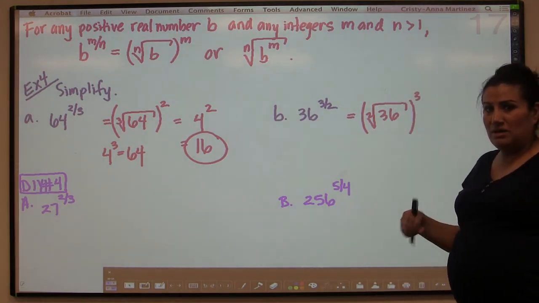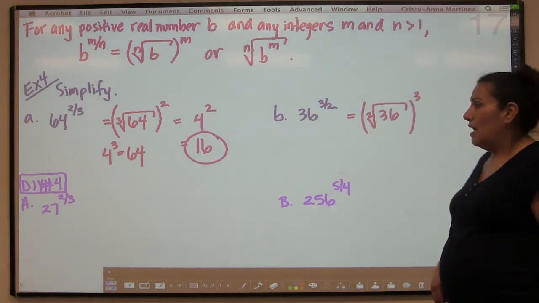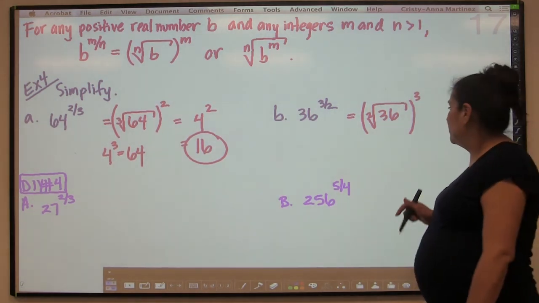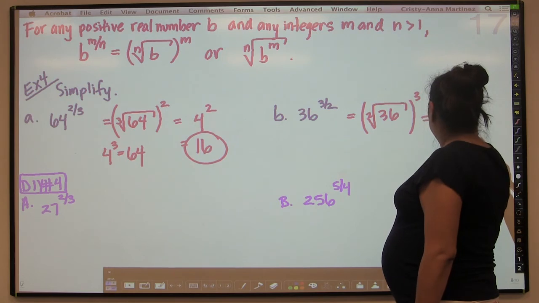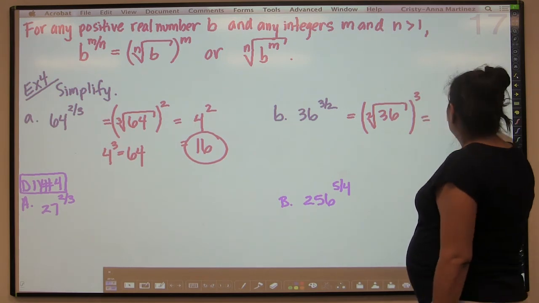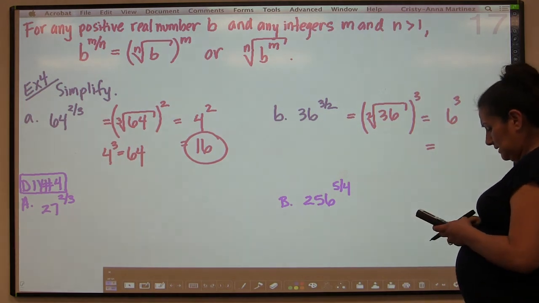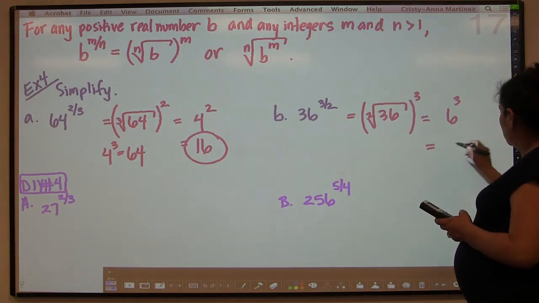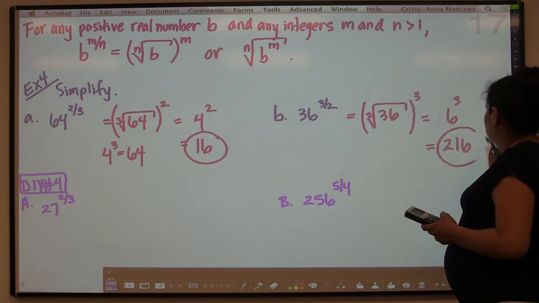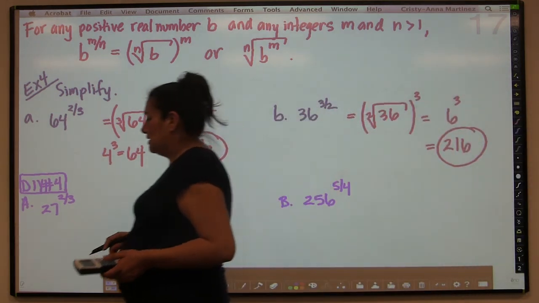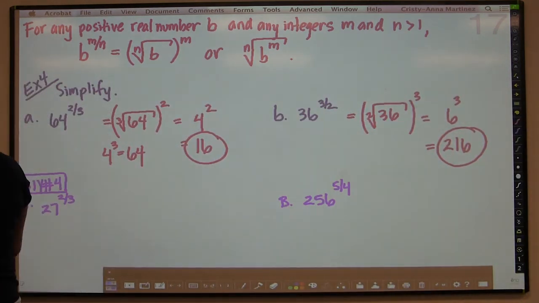We're looking for a number that multiplies by itself twice to get 36. And I'm sure we all know that number is 6. The square root of 36 is 6. So now we're going to replace the square root of 36 with 6, and then cube that. 6 times 6 is 36, and 36 times 6 is 216. So now that simplifies to 216. And that takes care of that before.